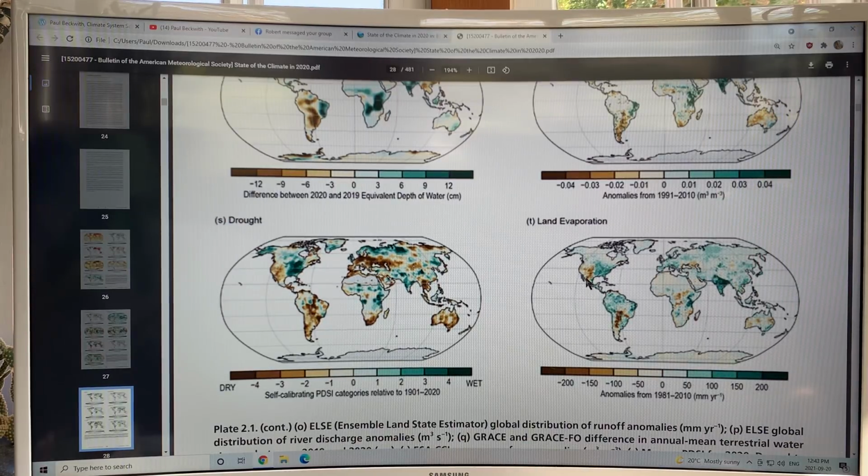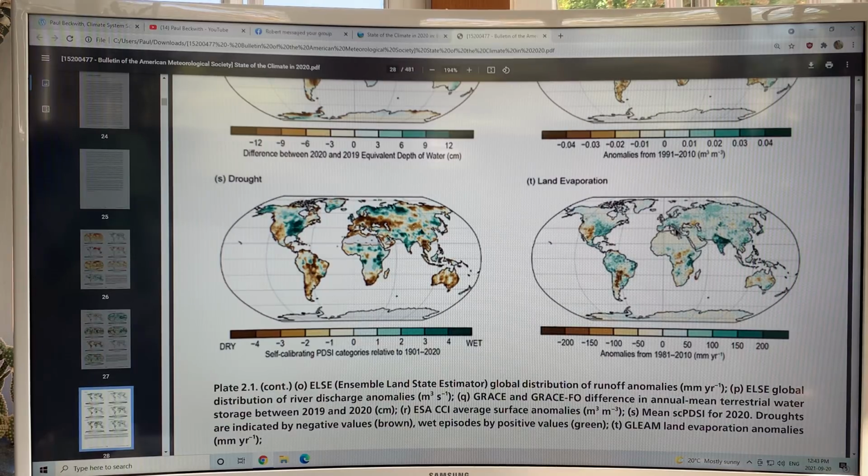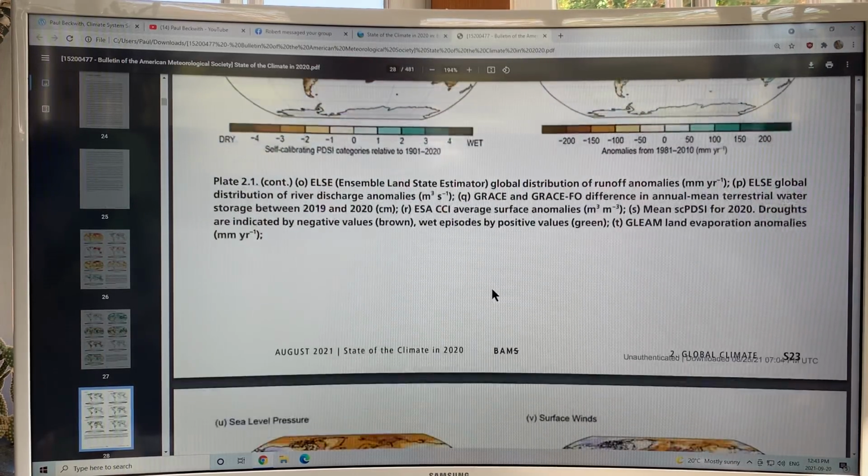Land evaporation, of course, evaporation of water from the land. I think that includes transpiration. And you can see how it coincides with the drought for the most part. Okay, not always. I mean, in Europe, there was actually more water evaporating from the land. So there's water stored in the land, soils, and evaporation increased, of course, because Europe was in a heat wave.